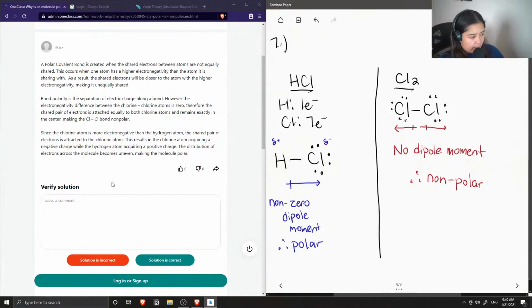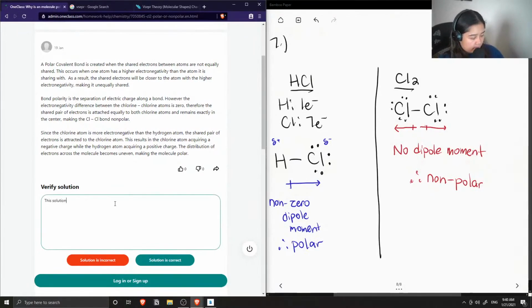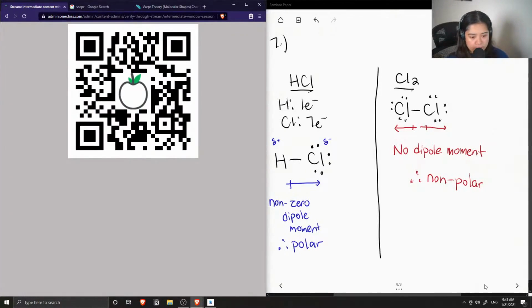I'm just going to add that they're partially negative and partially positive. Okay, but the solution is correct.